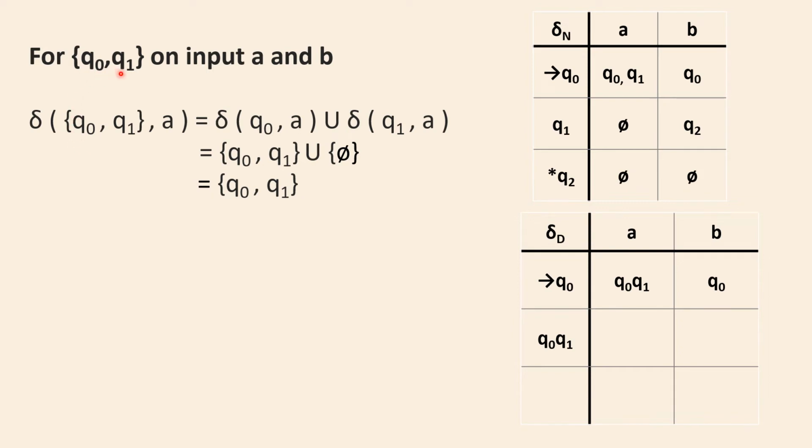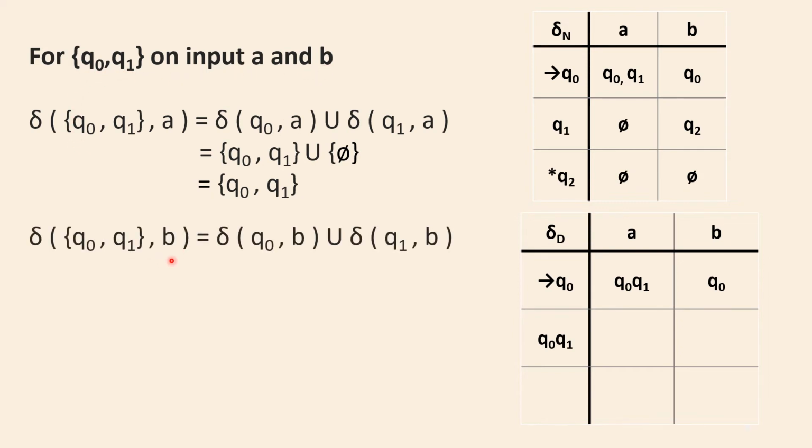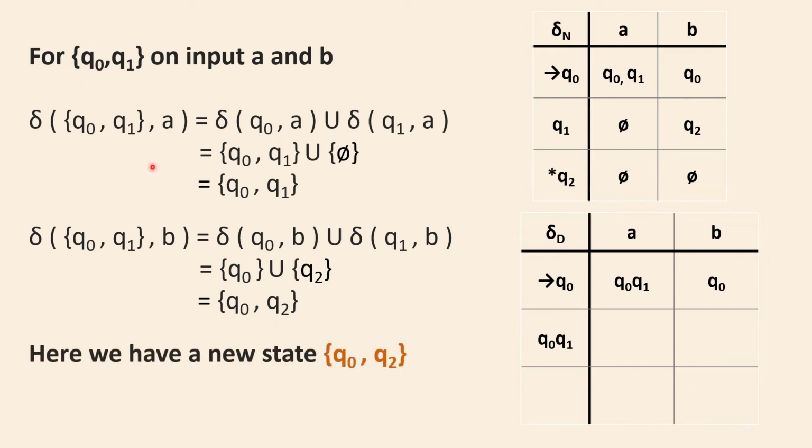Now let us see Q0 Q1 on input B. Again it is nothing but Q0 on input B union of Q1 on input B. Q0 on input B has Q0 itself, union of Q1 on input B which has Q2. So Q0 union Q2 is nothing but Q0 Q2. Here we have this to be a new state. So Q0 Q1 on input A is again giving me Q0 Q1, and it is not a new state.